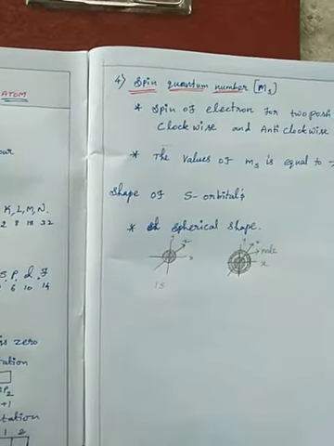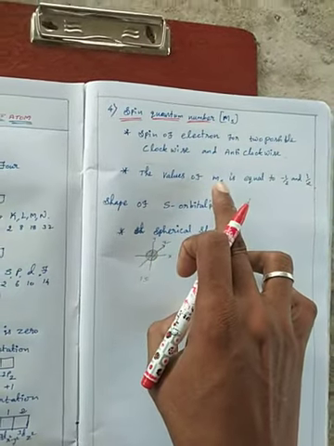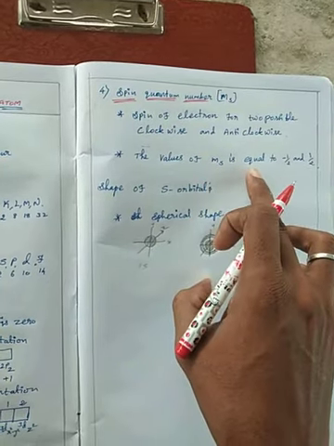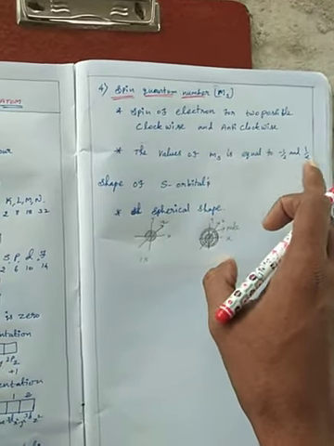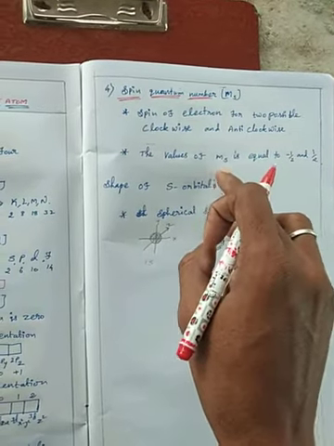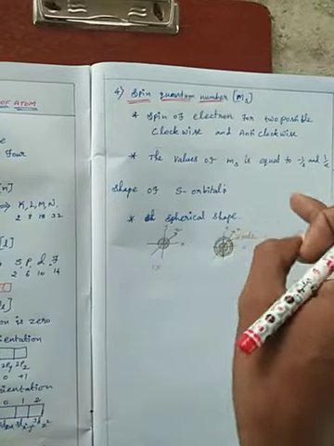Next, the value of the magnetic quantum number ranges from minus l to plus l. The four quantum numbers are very important and are used for electronic configuration.